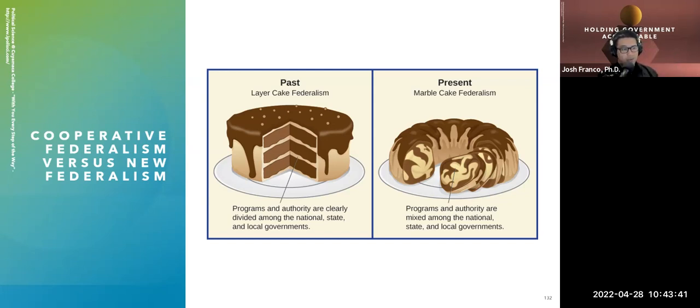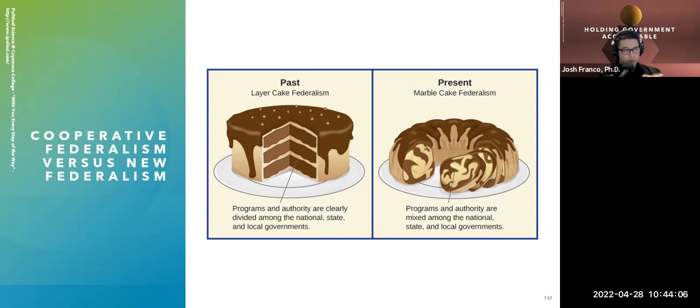What we have today is what we call marble cake federalism, which is a mixing of programs. We have programs and authorities that are mixed between the national, state, and local governments. So in the past, it was clearly delineated, and now in the present, it seems to be all put together in a way that's kind of hard to extract which parts are whose.